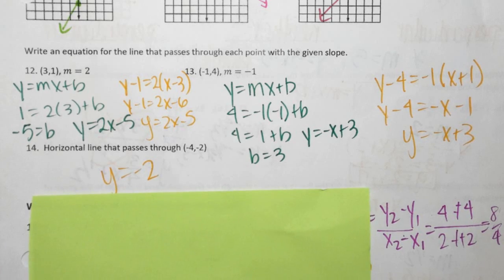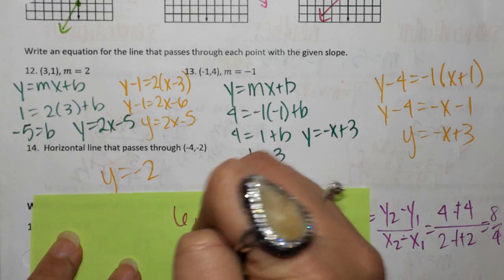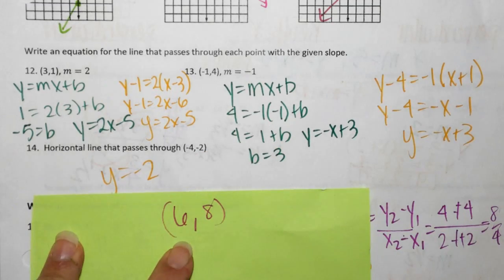Alright, so if I gave you a point of 6, 8, and I said, tell me the horizontal line, what would the horizontal line be? You have to start with the equation. Y equals 8. Take a point. Alright, if it was a vertical line, what would you say? X equals 6. Vertical line, what is it? Fantastic, take a point.